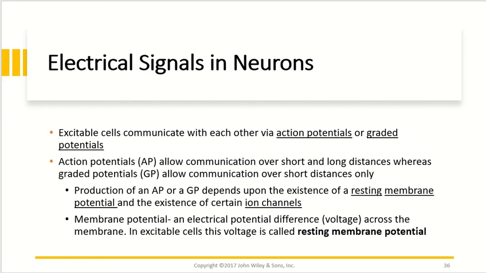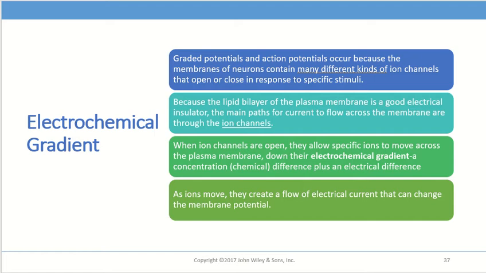The production of an action potential or a graded potential is going to depend upon the existence of a resting membrane potential, as well as the presence of various ion channels, which we'll talk about in just a minute. So a membrane potential is an electrical potential difference, also called a voltage difference, across the membrane. So in excitable cells, this voltage is going to be called the resting membrane potential. So this resting membrane potential is going to exist because of an electrochemical gradient between the inside and the outside of the cell there.